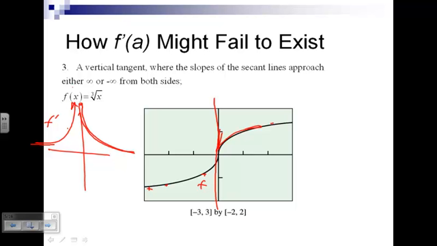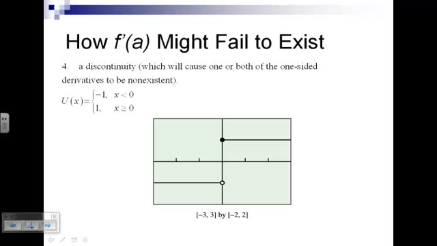Are we okay with the third place where derivatives fail to exist? Yeah. Two people got it. Everyone else? Yeah. All right. A fourth place where derivatives fail to exist is at discontinuities. If a function is not continuous at a point, its derivative doesn't exist.